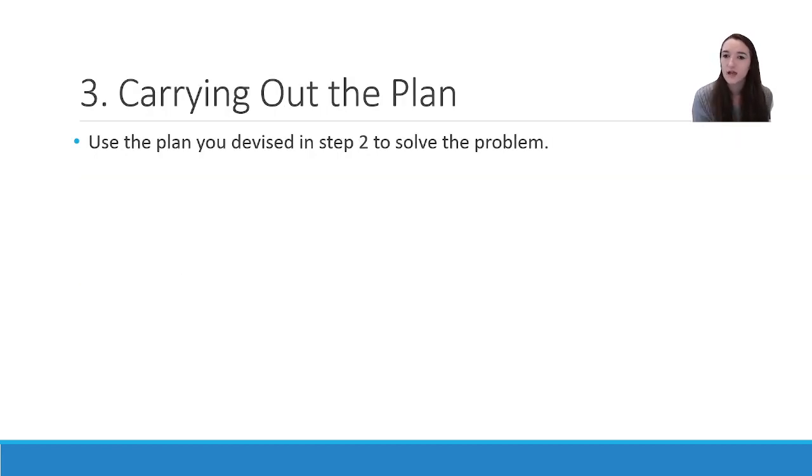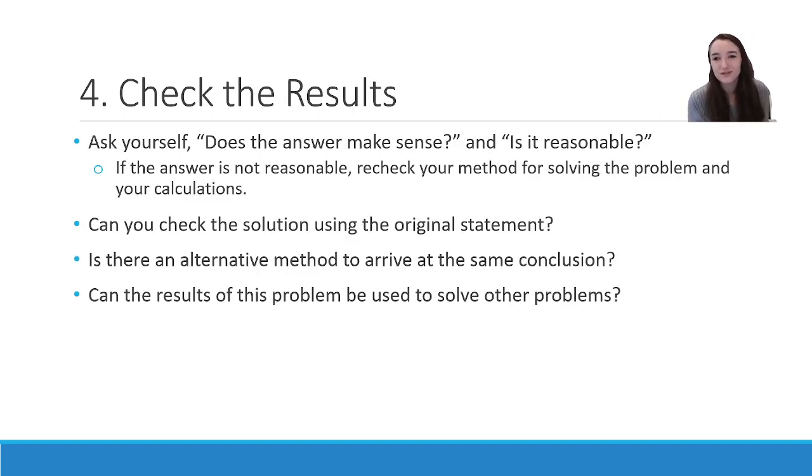Okay, step 3 is, of course, going to be to actually carry out whatever plan we made. So we use the plan that we figured out in step 2 and we go through and we solve the problem. And then step 4 is very important. It's the step that everybody loves to skip. Checking your answer. Always, always, always, but especially in word problems, ask yourself, does the answer you got make sense? Is it reasonable? If the answer is not reasonable, recheck your method for solving the problem and check your calculations.